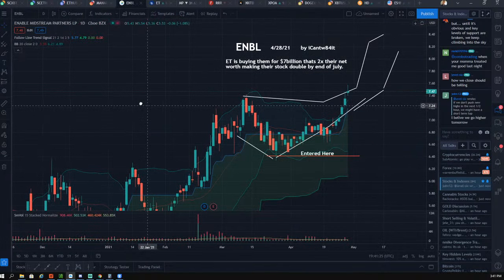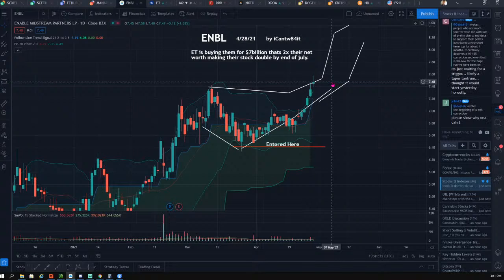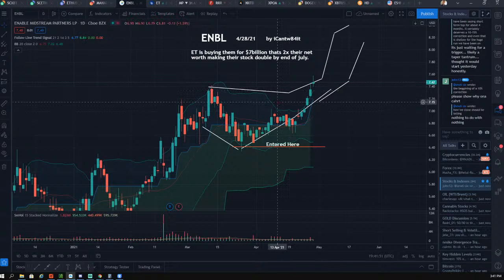ENBL looking strong. I mean, it did pull back, but it's still closing green. ET and ENBL are kind of tied together, and so that's going to be a strong play. ENBL is undervalued by $3 billion, just a little bit, and so they should be seeing their stock price double. It's about 650, so we're looking at somewhere around $13 that the stock should be, and right now it's sitting right at 750. So in the next 2 months, you're going to see it close that gap.